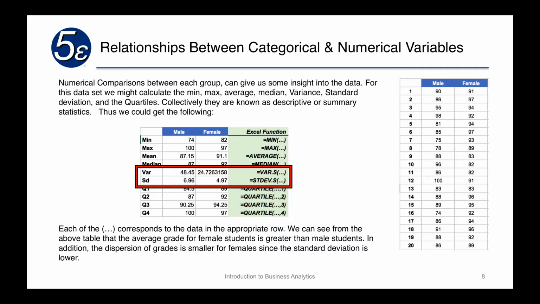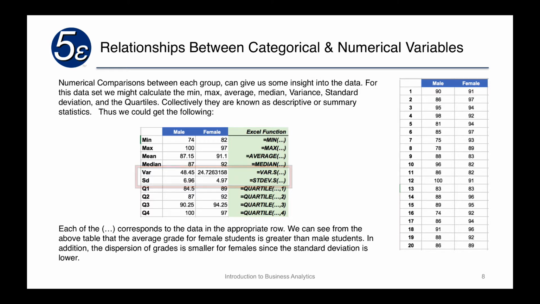And again, remember that it was easier for us to use the interpretation of the standard deviation. One standard deviation meant that 68% of the data was within plus or minus one standard deviation of the mean. So in this case, 68% of the data lies within plus or minus 6.96 of the mean, which is 87.15 for males, and plus or minus 4.97 from 91.1 for females. So it begins to tell us the difference in the scores between the male and female students.